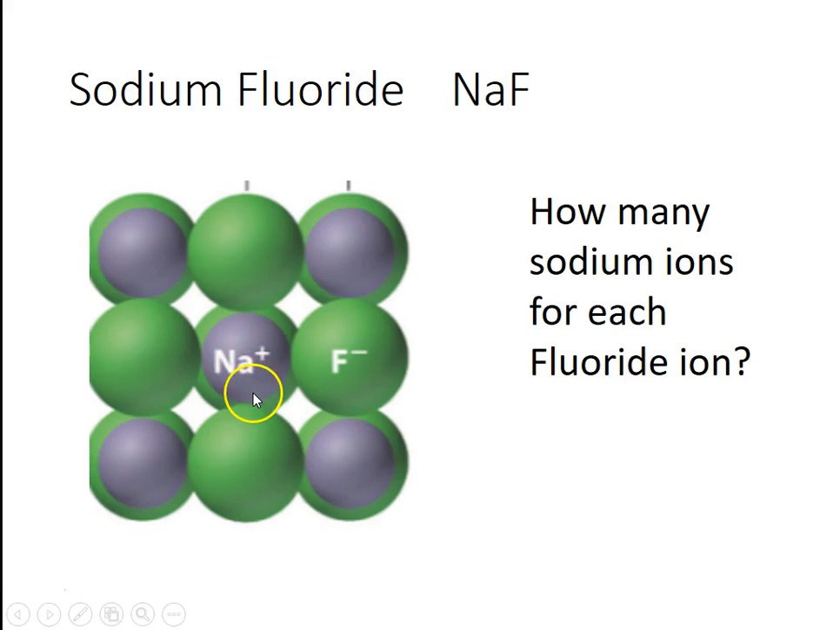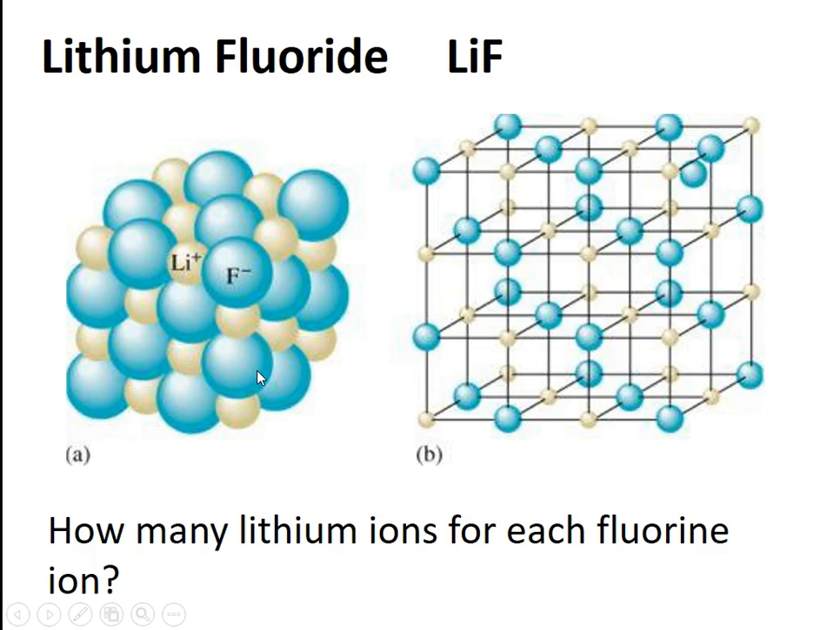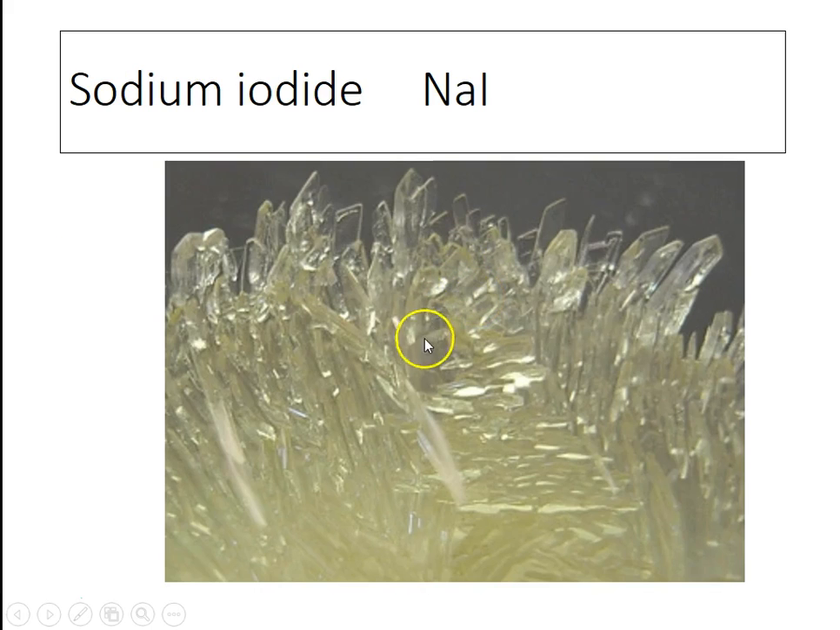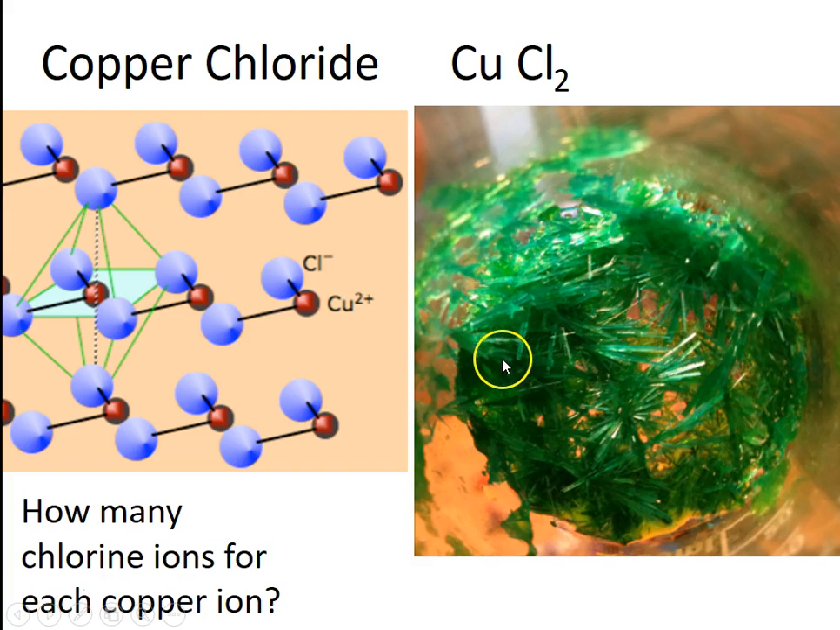Same with sodium fluoride. This one sodium is surrounded by the fluorine, but then the fluorine would also be surrounded by sodium. So overall, for every one fluorine, there would be one sodium on average. Same with lithium fluoride, one lithium for every one fluorine. Lithium chloride, so there are different ways of showing the lattices and the actual crystals. It's one-to-one for sodium and iodine, unusual crystals.